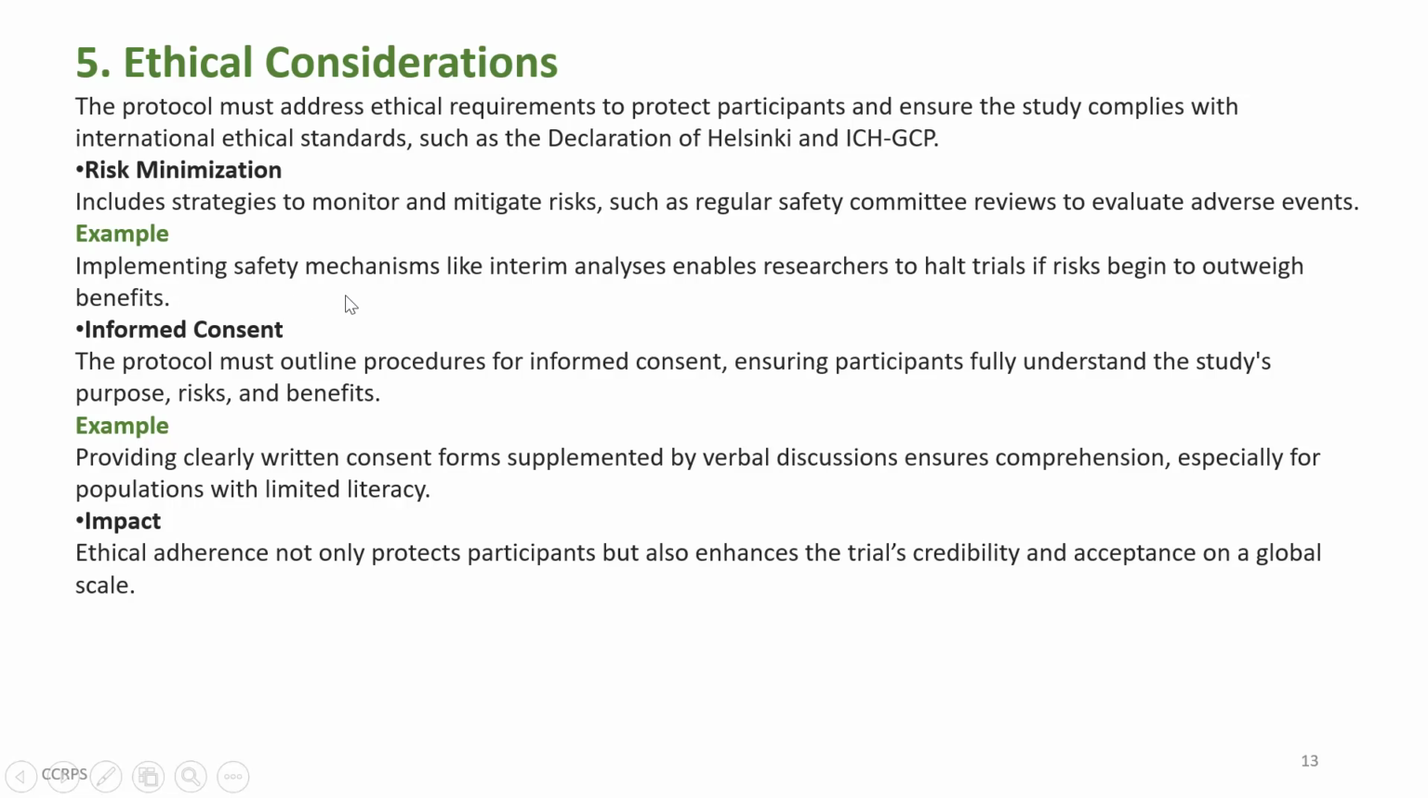Example, implementing safety mechanisms like interim analysis enables researchers to halt trials if risks begin to outweigh benefits. Informed consent: the protocol must outline procedures for informed consent, ensuring participants fully understand the study's purpose, risks, and benefits. Example, providing clearly written consent forms supplemented by verbal discussions ensures comprehension, especially for populations with limited literacy.